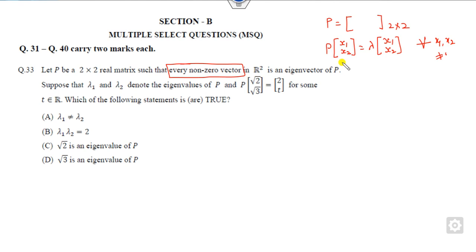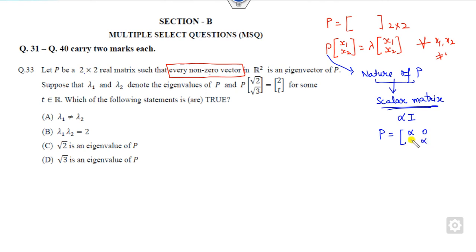So what is the nature of this matrix P? A very simple result: the nature of the matrix P in which every non-zero vector is an eigenvector is called a scalar matrix. That's a very simple result. You should remember the shortcut tricks. The nature of P is scalar. What is the meaning of a scalar matrix? That is nothing but alpha I. And this is 2 cross 2, so the matrix P is alpha 0, 0 alpha.